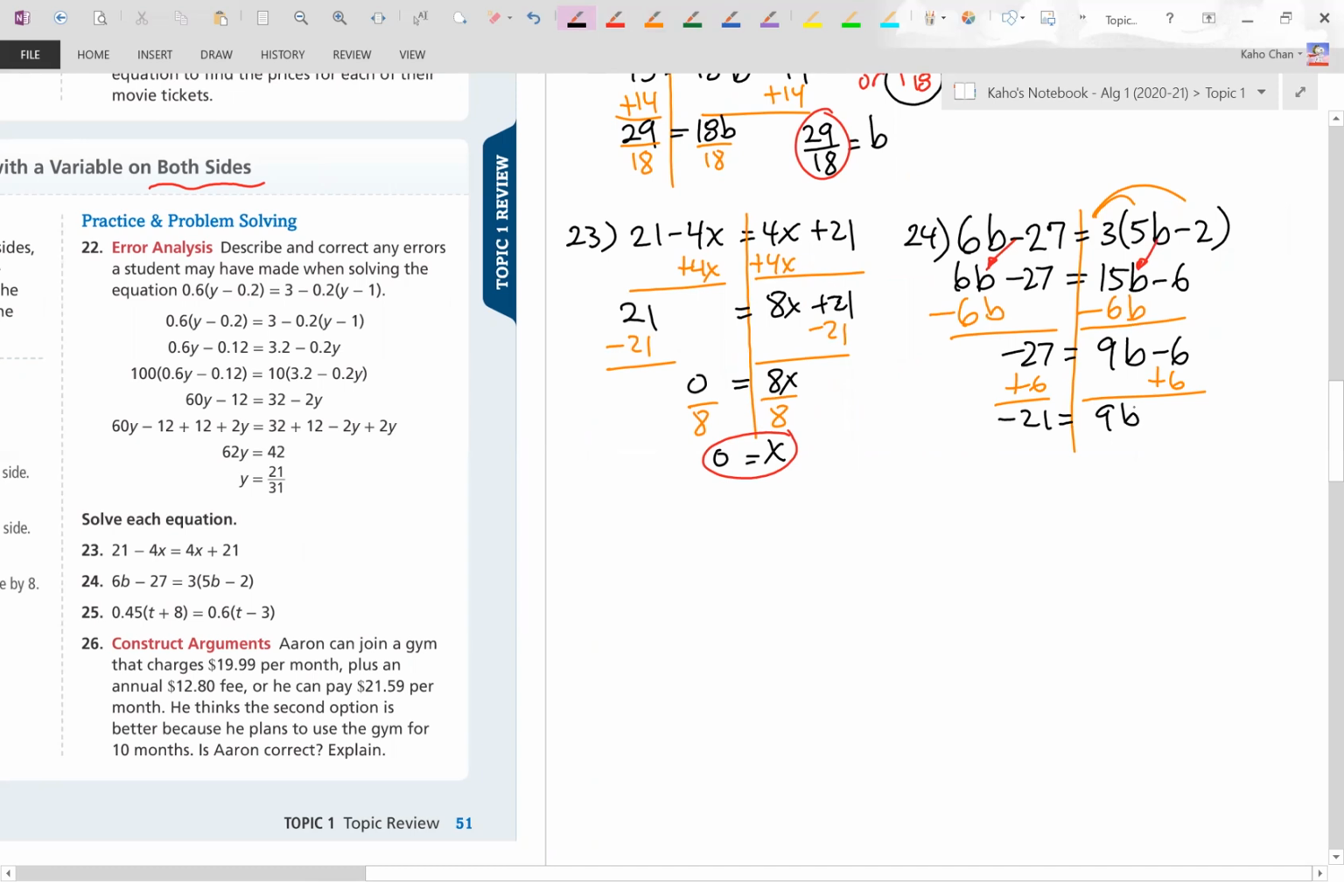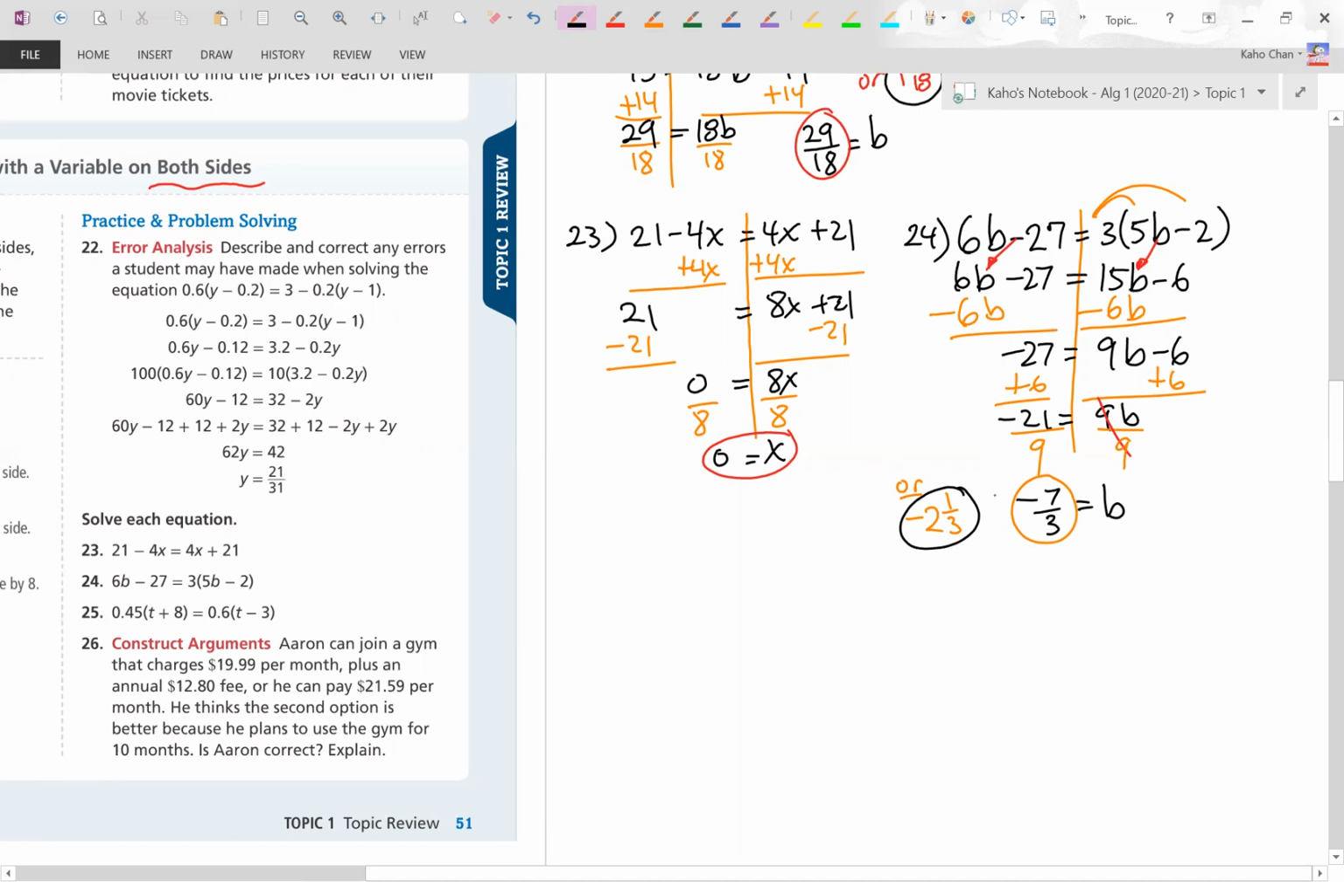Unfortunately, for number 24, I will get another fraction after I divide by 9. B is equal to, and can I reduce it? Sure. Divide top and bottom by 3. That will give me negative 7/3 as the answer. Or I will take the mixed number. 3 goes into 7, negative 2 and 1/3 times. Okay? I'll take either one of those answers.